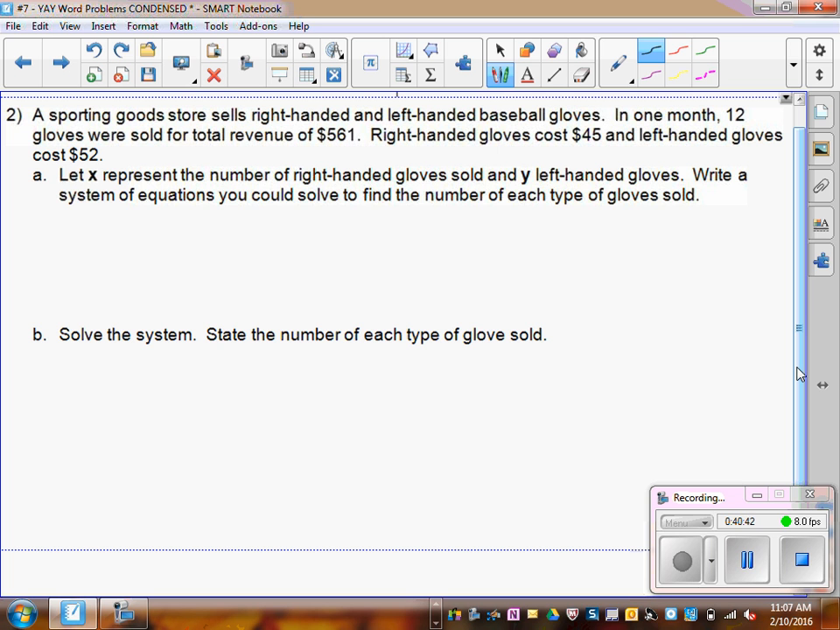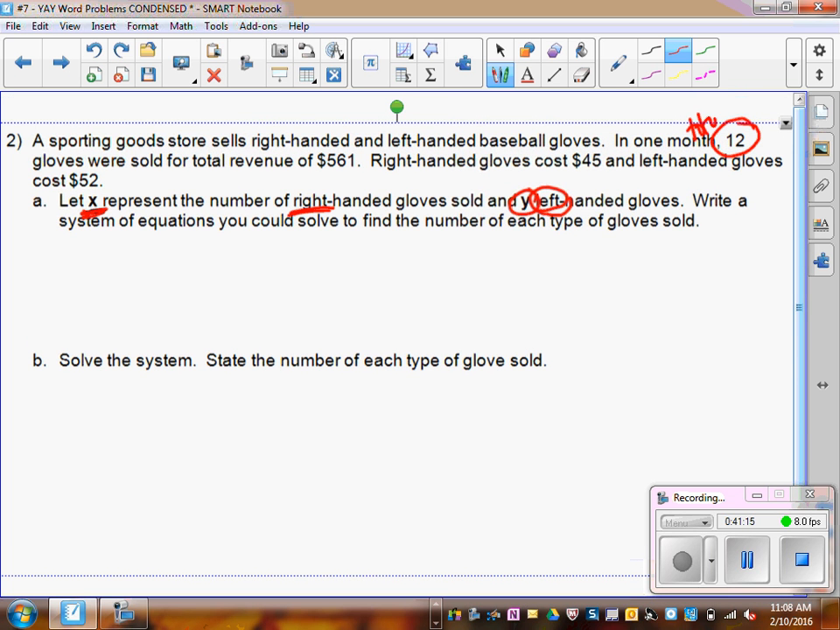All right. So again, we need 2 equations because it says let x represent the number of right-handed gloves and y the left-handed. So we have 2 variables. We need 2 equations. So again, let's look for our totals as we read through here. Okay, they sell left and right. In 1 month, they sold 12 gloves. We have a total of 12 gloves that were sold. So what was our total gloves sold? What's my other total we see?